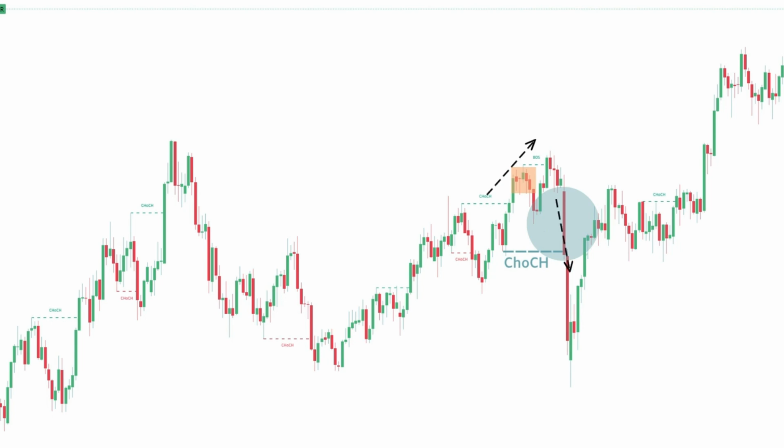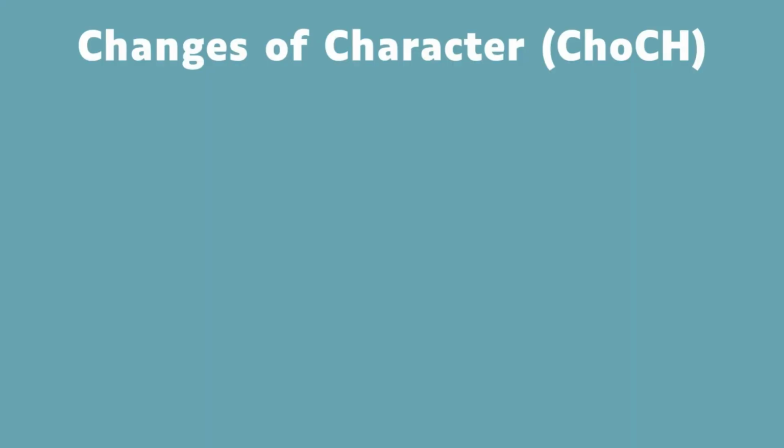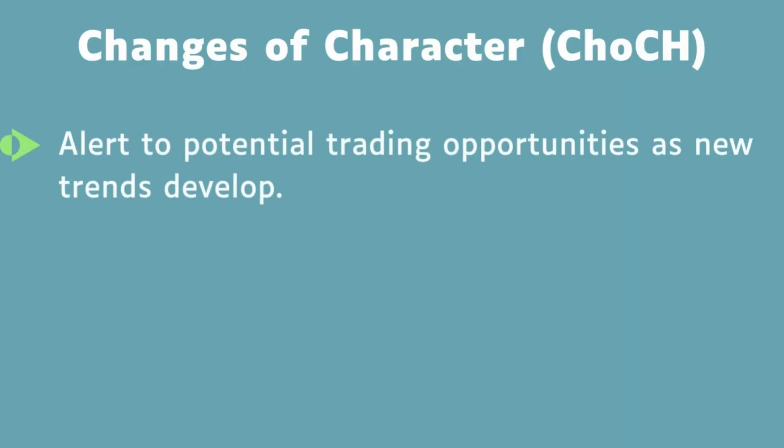Changes of character often coincide with increases in volume, as seen in this Netflix chart. The sudden surge in both price movement and volume indicates a significant shift in market participation, likely due to institutional activity. Identifying changes of character early can alert you to potential trading opportunities as new trends develop.